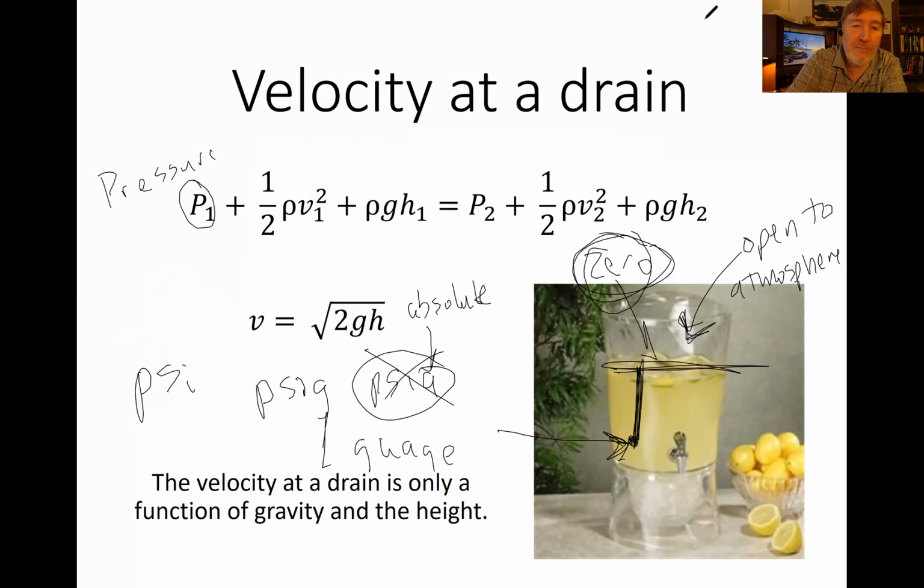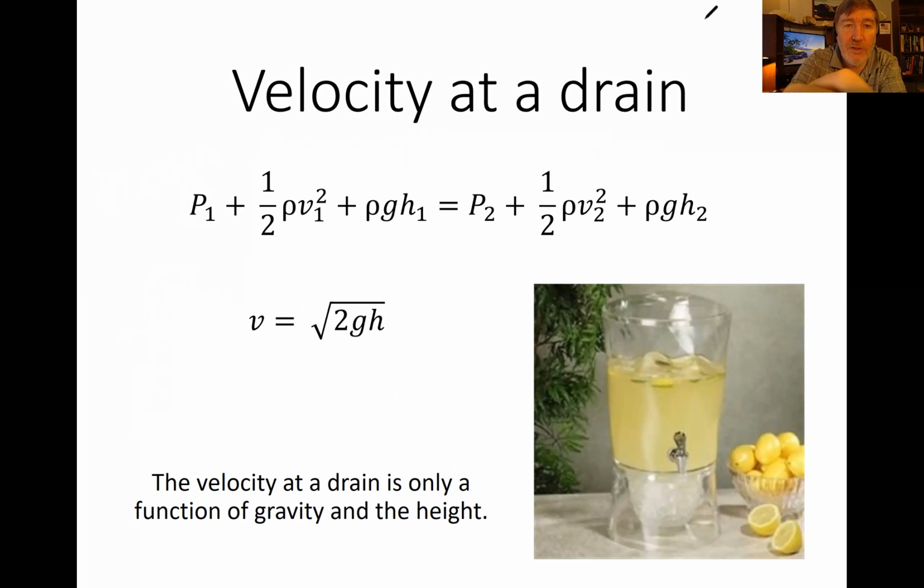Now, I don't think they're going to give you any problems like that. I think all of the problems on the test will ask about gauge pressure, meaning the pressure relative to atmospheric pressure. So in that case, you can safely assume that the pressure at the top here is zero, and the pressure we're interested in down here is the pressure relative to atmospheric.